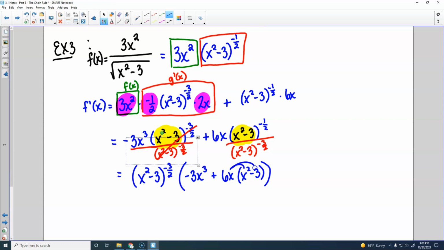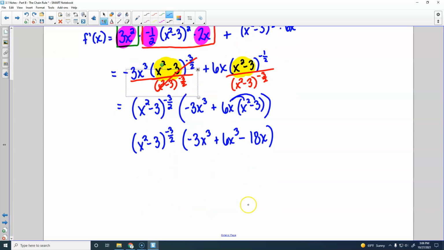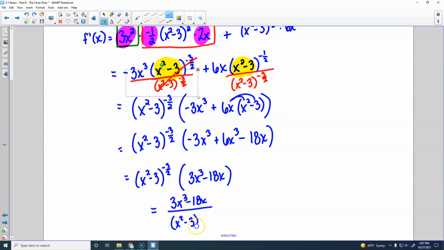And so at this point, you're just going to distribute that 6x. So -3x cubed plus 6x cubed minus 18x. And then we're going to simplify. You might see the answer just look like this, 3x cubed minus 18x, and then they'll move this back, x squared minus 3 to the 3/2, back down to the bottom, or they might factor out a 3x. So it just depends on how they leave the answer.